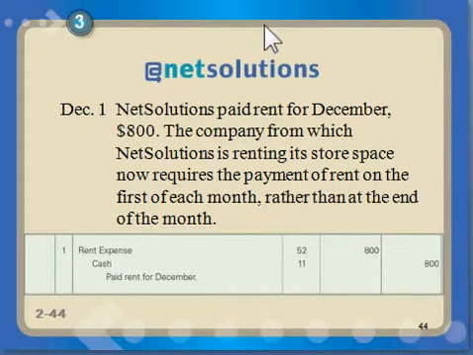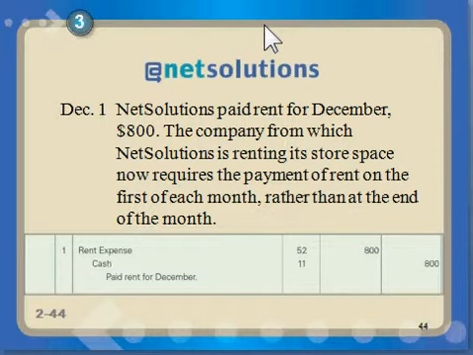The company from which Net Solutions is renting its store space now requires the payment of the rent on the first of each month rather than the end of each month. So in our journal, we'd write 1 in the date column because we're still on the same page, rent expense in the description, $800 in the debit column, and right below that we'd have cash of $800 in the credit column, and below that, paid rent for December.